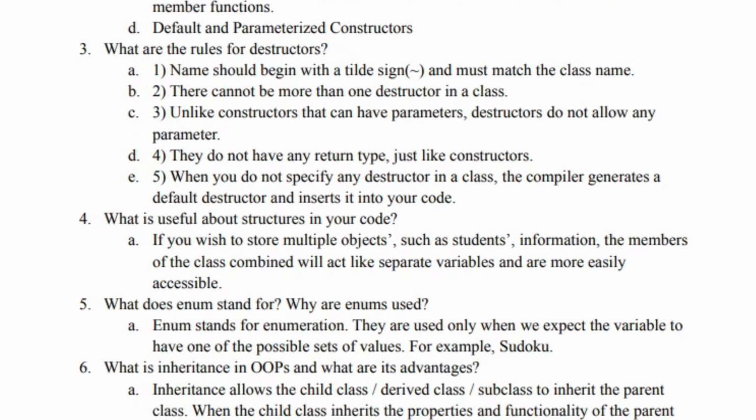Number 3. What are the rules for destructors? Number 1. Names should begin with a tilde sign and must match the class name. 2. There cannot be more than one destructor in a class. 3. Unlike constructors that can have parameters, destructors do not allow any parameter. 4. They do not have any return type, just like constructors. And 5. When you do not specify any destructor in a class, the compiler generates a default destructor and inserts it into your code.